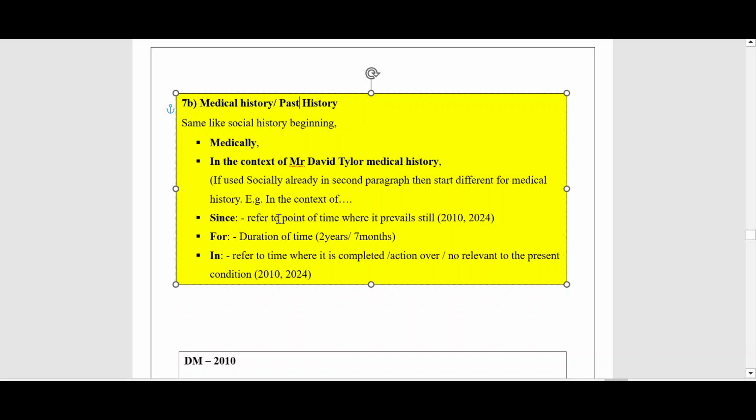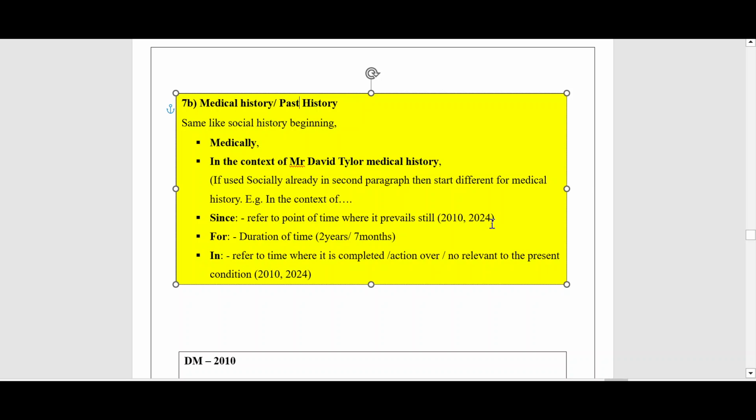Since means whenever things are happening still, when it is also happening in the present, then you can write since with the digit, year or whatever time it is showing. But for means a duration of time. Since refers to the point of time where it is still present. For means duration of time, duration in months or years, how many years, how many months. And in means it's already past, it's already completed, the action is over, so we are using in.